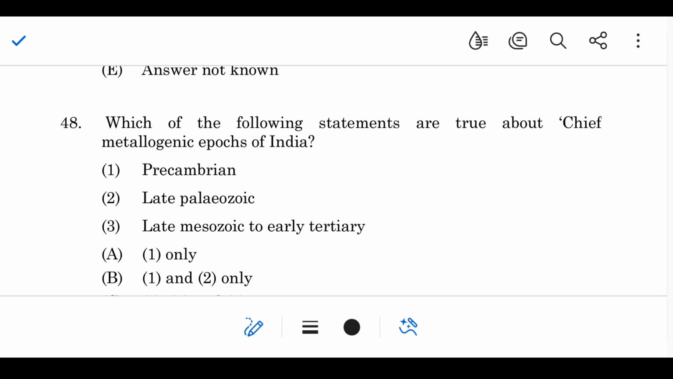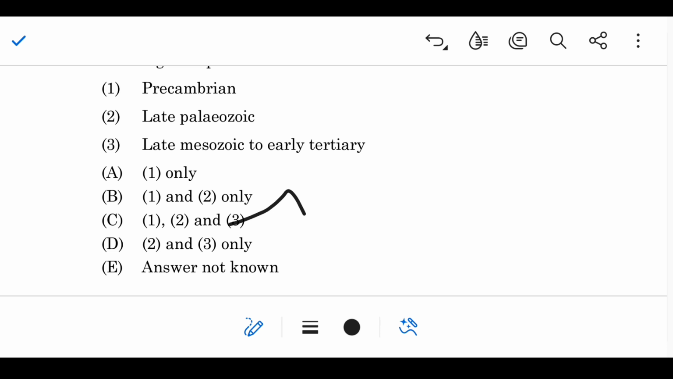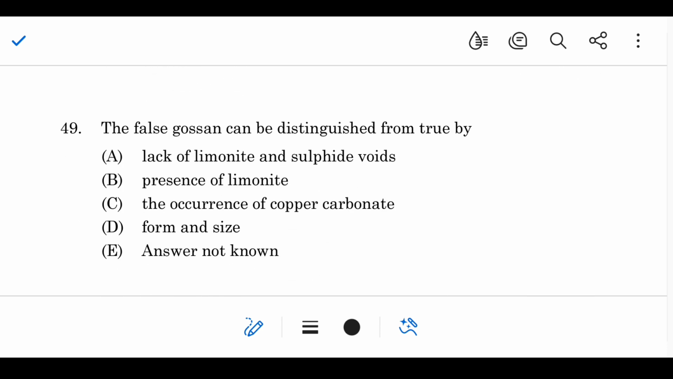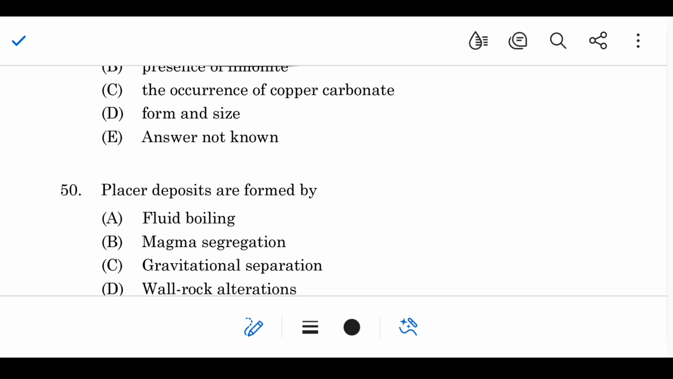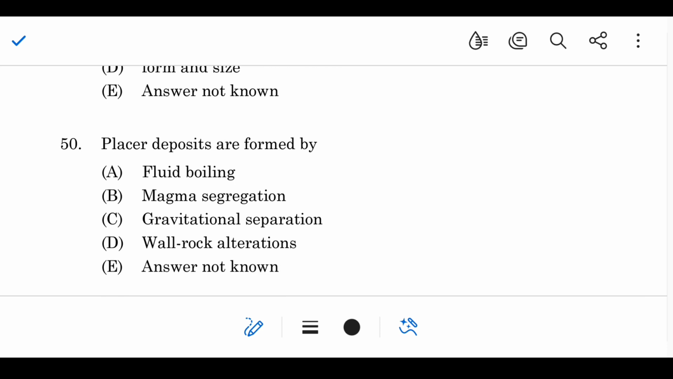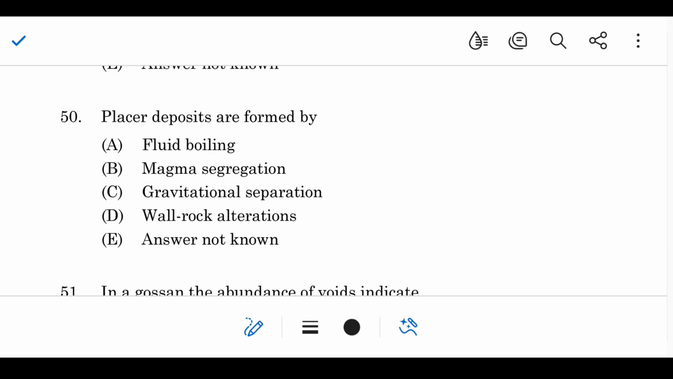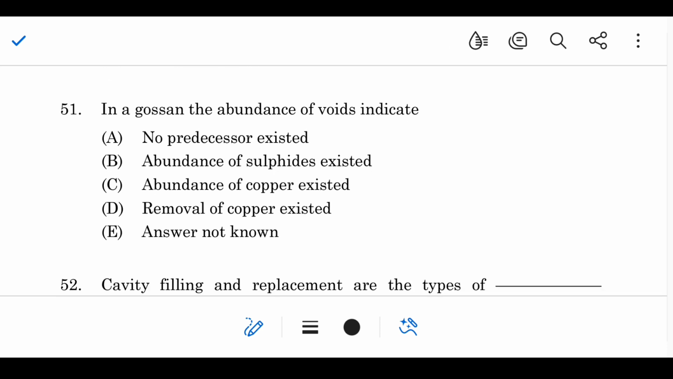Which of the following statements are true about the chief metallogenic epochs in India? Precambrian, late Paleozoic, late Mesozoic to early Tertiary. Okay, options 2 and 3 are correct. The false gossan can be distinguished from true gossan by lack of limonite and sulfide whites. Not presence of limonite, not carbonate. Placer deposits are formed due to gravitational separation. In gossan, the abundance of whites indicates abundance of sulfide existence.